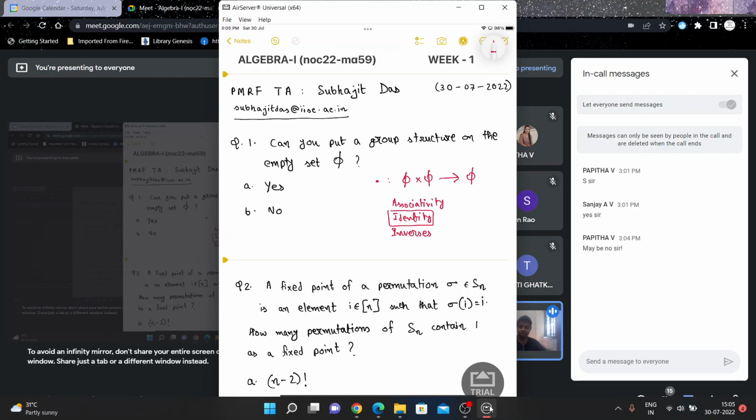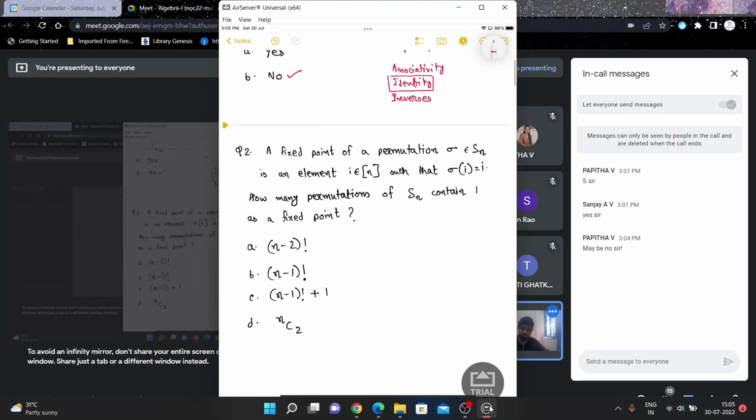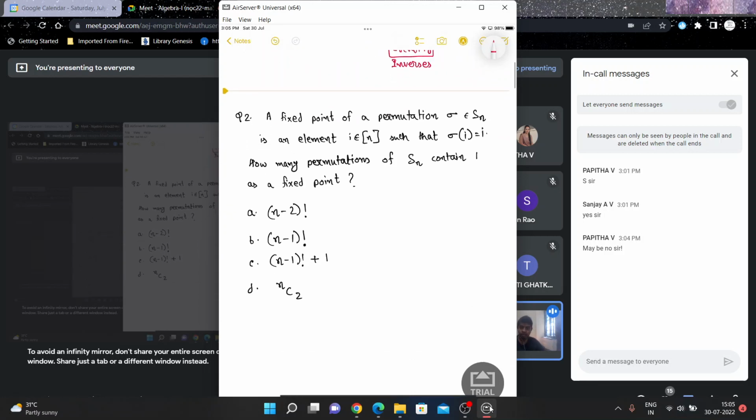But the empty set doesn't have any element in it. Let alone the identity element, it doesn't have any element in it, and hence you can never put a group structure on the empty set. That's just impossible. In other words, a group must always be non-empty. It must have at least one element in it. So this was a simple question.